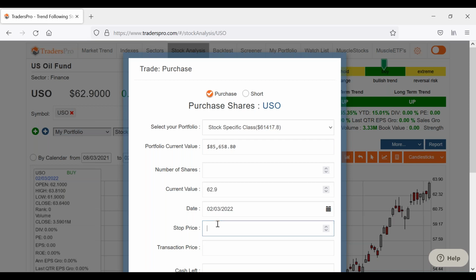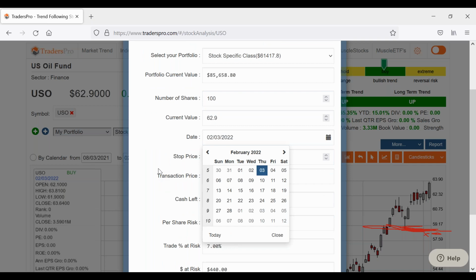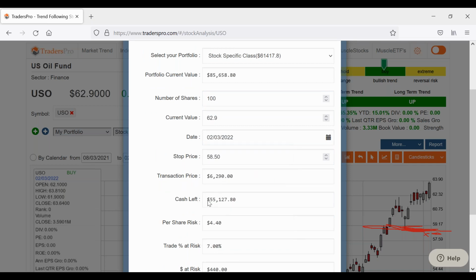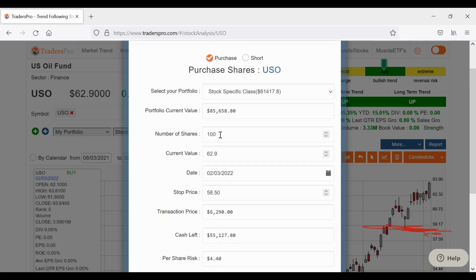So, all right, I'm going to put my stop down a little bit, below that breakout area there. So I'm going to put it at about $58.50. See, 100 shares would be about 6,000 in the trade, only a 0.5% portfolio at risk.